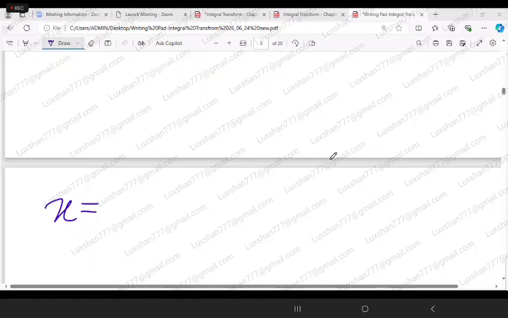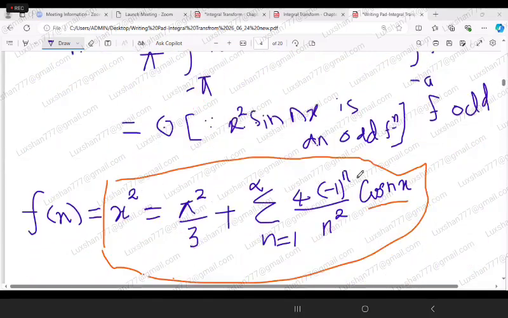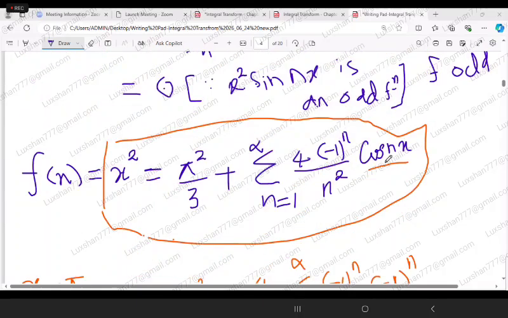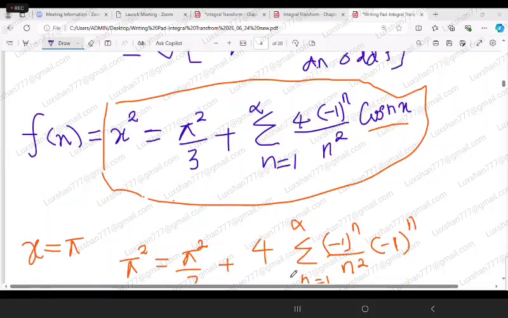Minus pi? No, minus pi will not work. Why will minus pi not work? Because even here, look at the series. This is cos n pi x, no? So cos of minus n pi is again minus 1 to the power n. So you will get the same one.